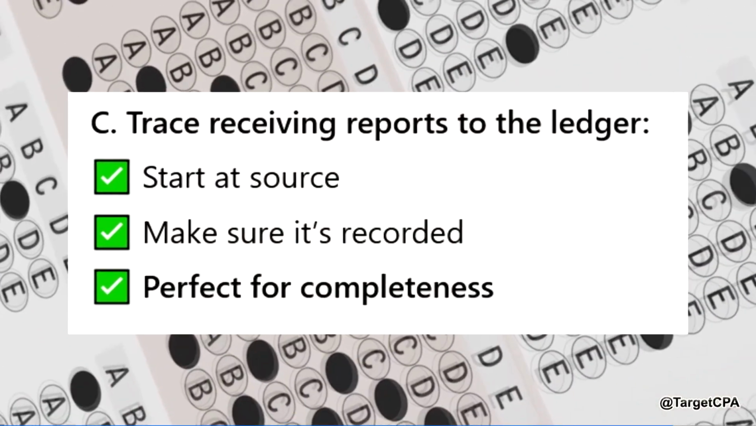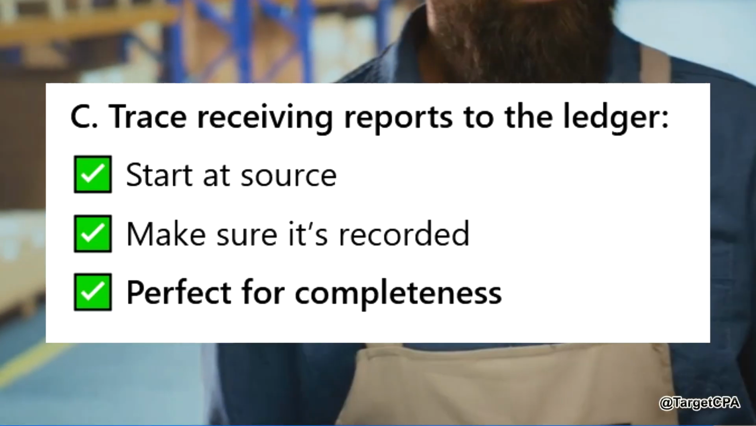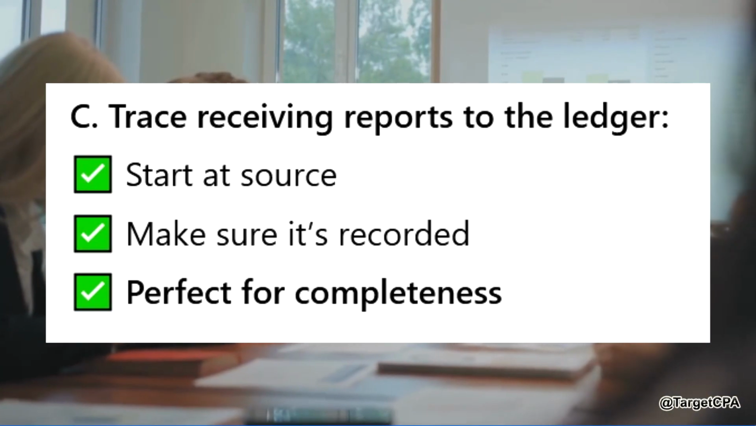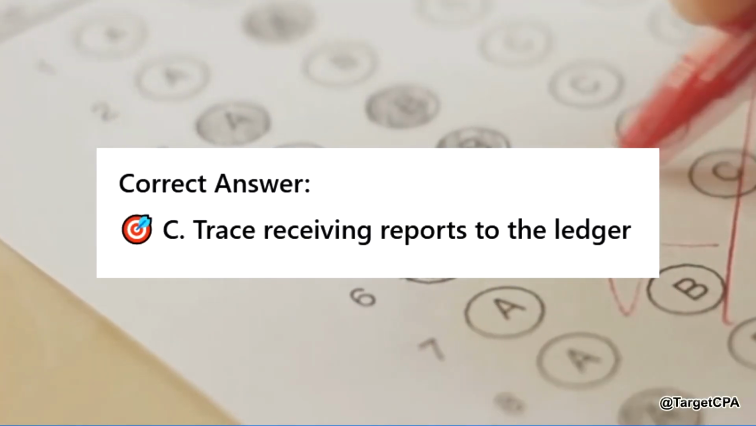Option C is where the magic happens. When you trace receiving reports to the ledger, you're ensuring every goods receipt makes it onto the books. That's completeness in action. So the best answer? C. Trace receiving reports to the ledger.